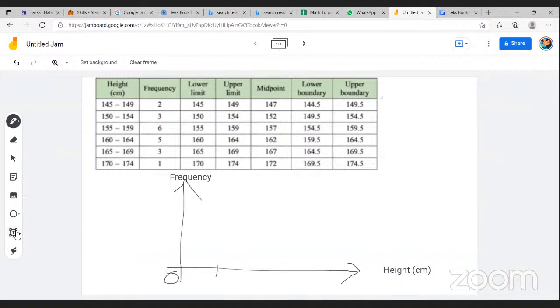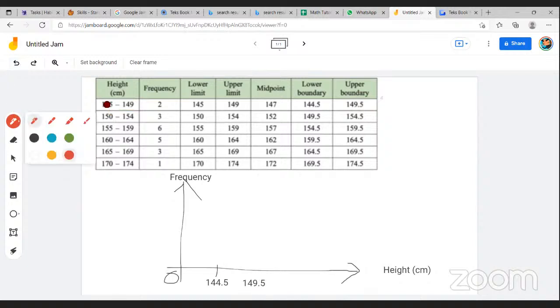Let's say 144.5 cm, and then your upper boundary for this group would be 149.5. Basically, when it comes to lower and upper boundary, what you need to know is that it's the boundary that's between the limits of the two groups. For example, you see 149, 150. Right in between those two, there's 149.5. This is why we call it the upper boundary, because it's the boundary that's above this class. So 149.5 would be your upper boundary.